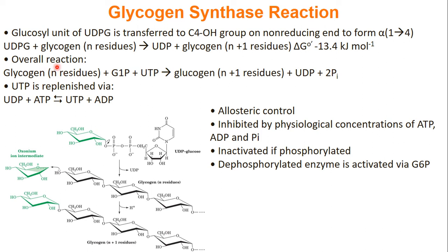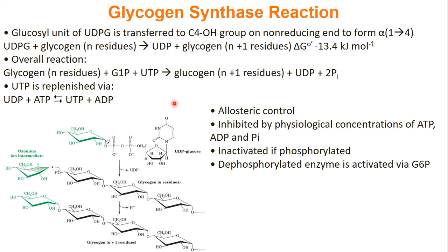And if we combine it with our previous step, glycogen plus glucose 1-phosphate plus UTP goes to glycogen, now with one more residue, plus UDP plus 2 phosphates. And we need to replenish this UTP if we want to continue with glycogen synthesis. So we do that with ATP. UDP plus ATP makes UTP plus ADP. So even though we're not directly using ATP in this, we're still burning ATP to add new glucoses to glycogen.